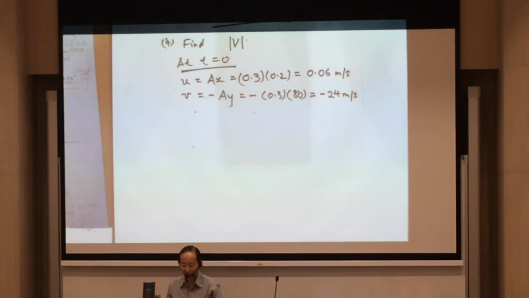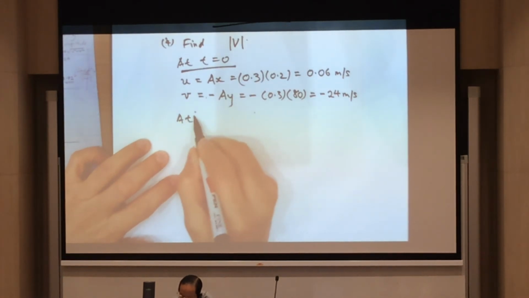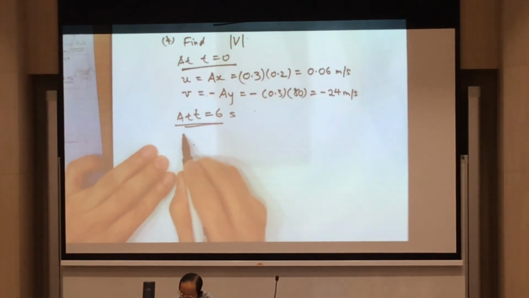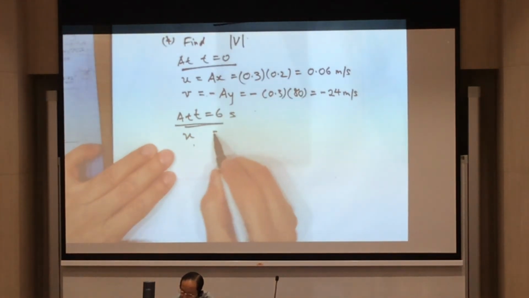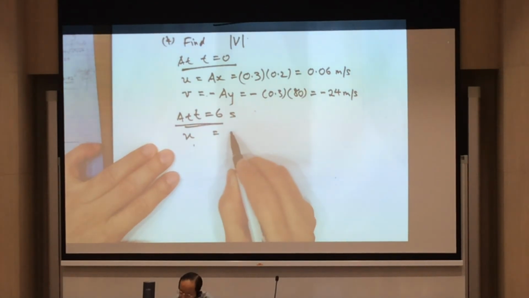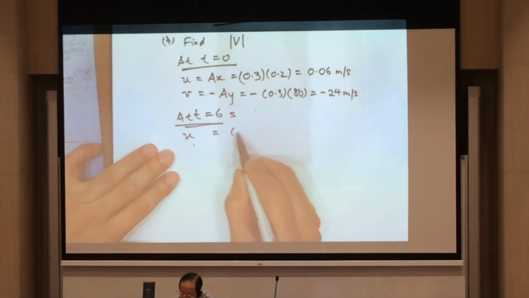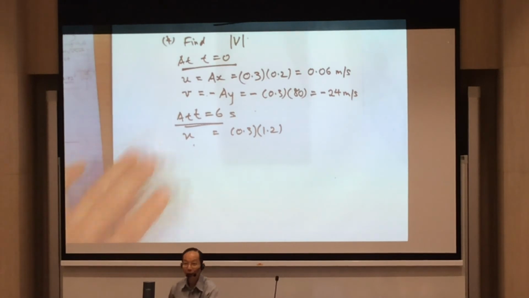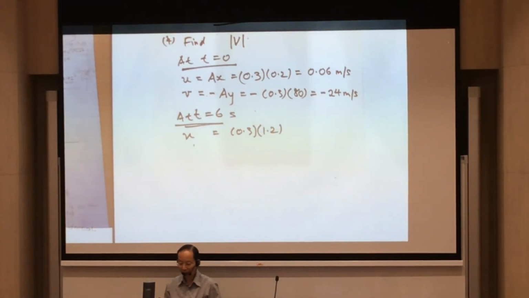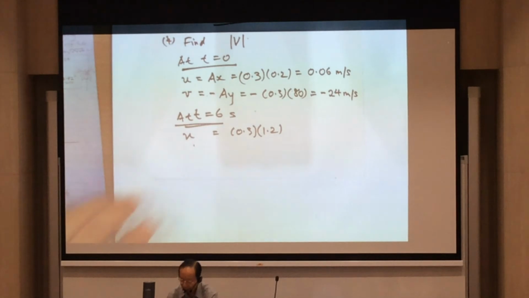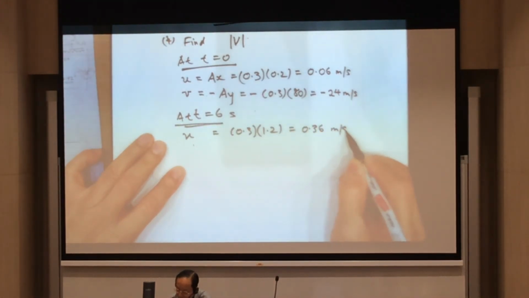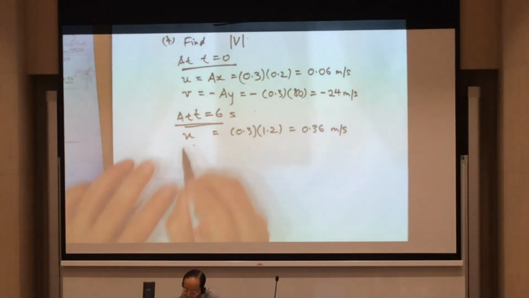Now what happened at time t equal to 6? So at t equal to 6 seconds. Okay. Similarly, what's our u now? U will be ax. A is 0.3. What's the x? X is now 1.2. Okay, we have found the answer already. So at time t equals 6, the x is 1.2. So this will give us 0.36 meters per second. Okay. So that's u.